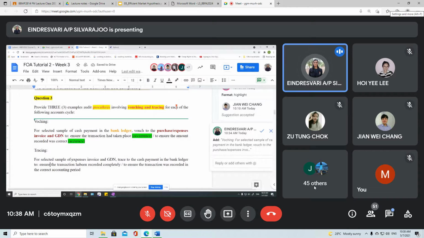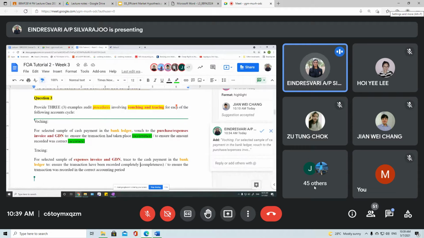Next, for selected sample of expenses, invoice and goods delivery note, these are source documents and we are tracing to the cash payment in the bank ledger. Bank ledger is the accounting records. Why? To ensure the transaction has been recorded completely. So recorded completely means completeness. This is how you are supposed to interpret. Of course, this comes through practice.